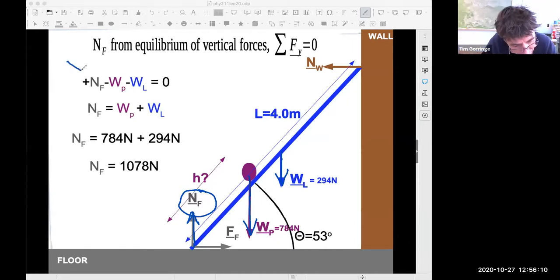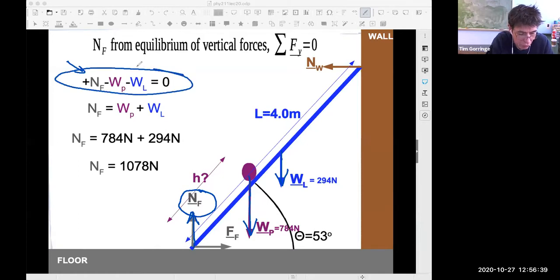And so here's where I do that. I wrote the sum of the three vertical forces. There's the normal force, NF, from the floor. There's the painter's weight. There's the ladder's weight. And those must add up to zero. The normal force was up. I was going to call that the positive direction. The painter's weight is down. I'm calling that the negative direction. The ladder's weight is down. I'm calling that the negative direction. And so this is equilibrium in the vertical direction for the forces.